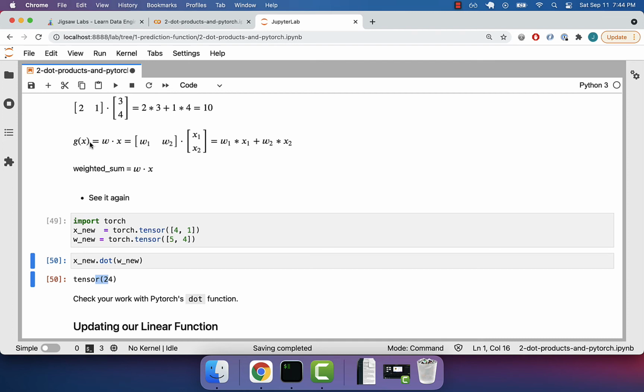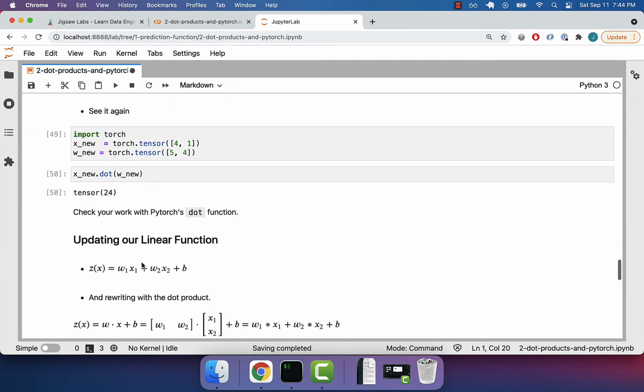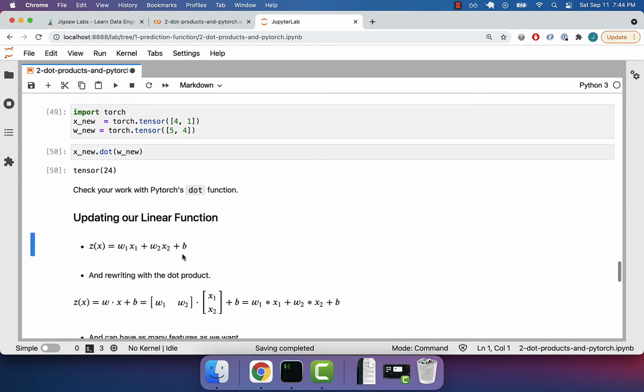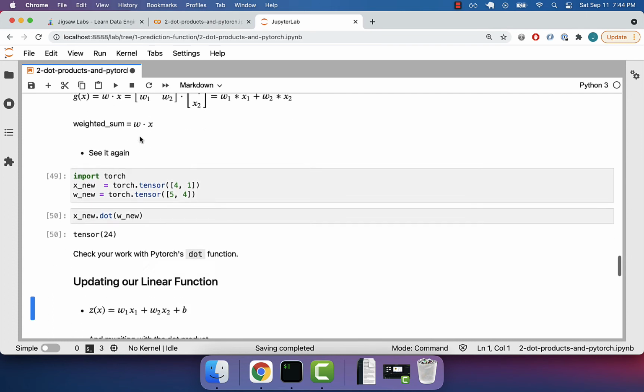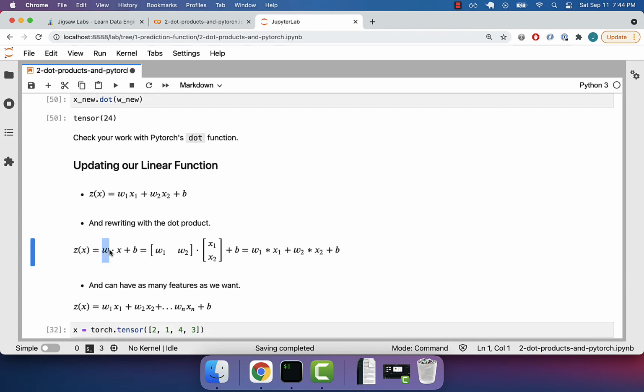All right, so this was just our weighted sum. To go from our weighted sum to our linear function, remember, this was our original linear function. We can now rewrite our linear function as w dot x plus b. And if we expand that, we see the entries of w, here are the entries of x, plus b.